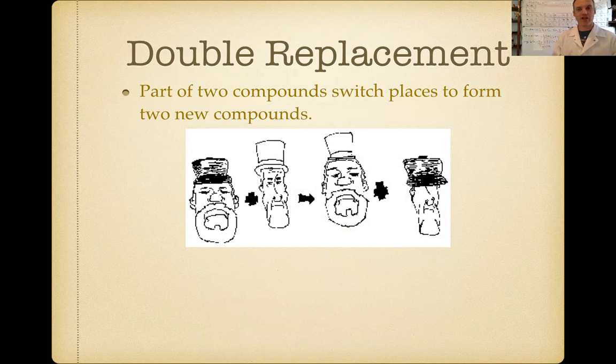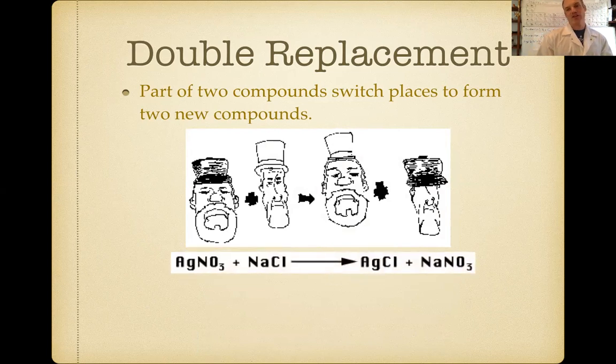I don't think this really happens at a dance. Well, from my personal experience. So we have these gentlemen here with hats. And we have big guy, big hat, little guy, little hat. After the reaction, they've switched hats. Okay, so same guy, different hats. And that's a representation of how double replacement reactions work.